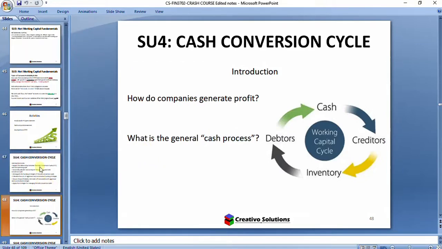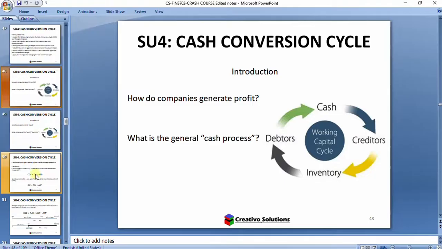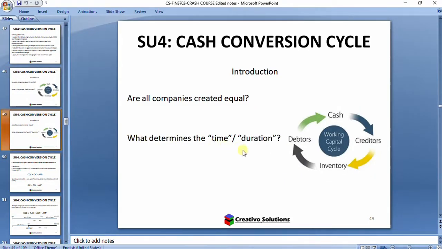I'm going to continue now and just look at the next slide. We've got two questions here about companies. Are they all created equal? What do you think? Do all companies have the same cash conversion cycle? No. Definitely not. All right, some industries are more fast moving and cash is generated very quickly. Other industries could be a bit slower, where cash isn't generated as quickly, and it might take a bit more time for businesses to generate that cash flow.